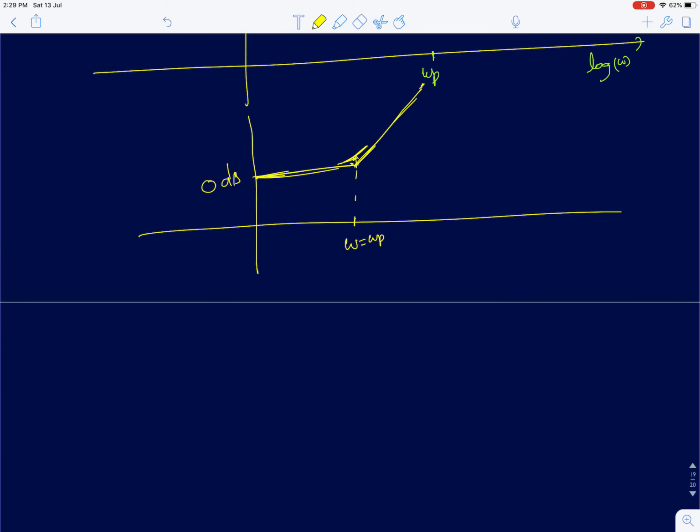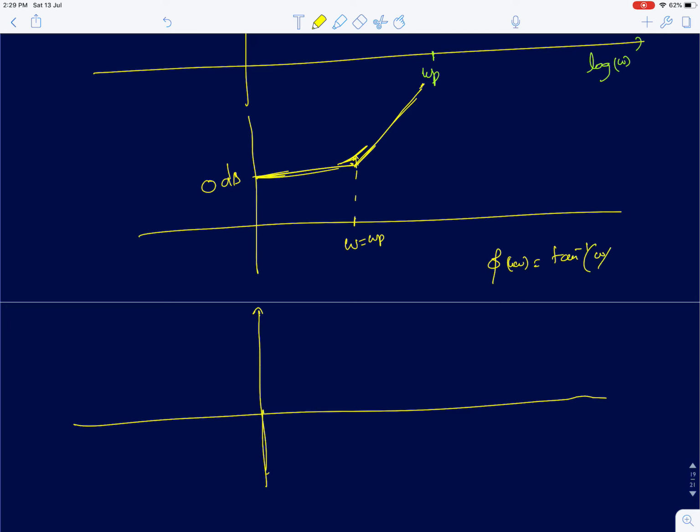Now the phase response, I will show it just for the sake of completion, but it's a very simple thing. Instead of negative, you are going to get a positive phase response compared to a single pole system. It's tan inverse of omega by omega p. So this function is going to start from 0 and eventually go to pi by 2. At omega equal to omega p, you will get plus pi by 4, and when omega is infinity, it goes to pi by 2.